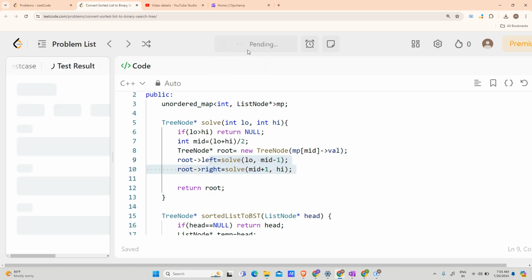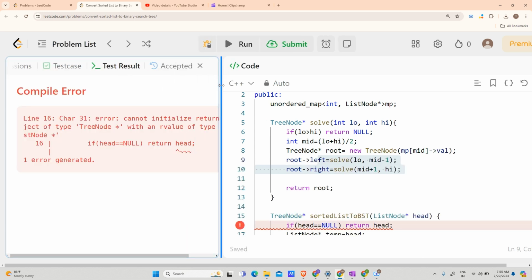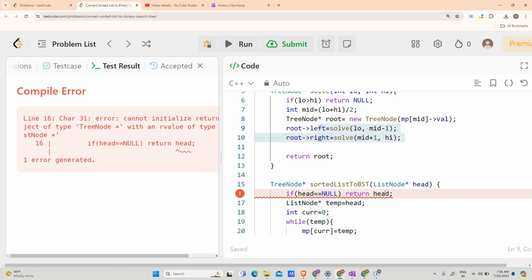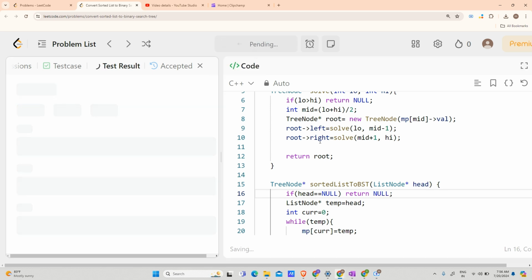Let us try to compile and run it. Hope it will work fine, should not give any error. Oh, there is an error. Okay, if head equals null, return head. Oh, you have to return null, because head is of list node type, right? I will have to return null, because null can be of tree node star also, right?